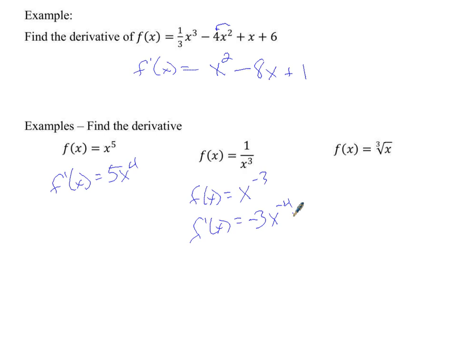Make sure you're understanding that we're subtracting here. Now I need to rewrite that back because I can't have answers with negative exponents. So this becomes f prime of x equals, the negative 3 stays on top over x to the positive fourth on the bottom. That's your answer. The key here is rewrite.